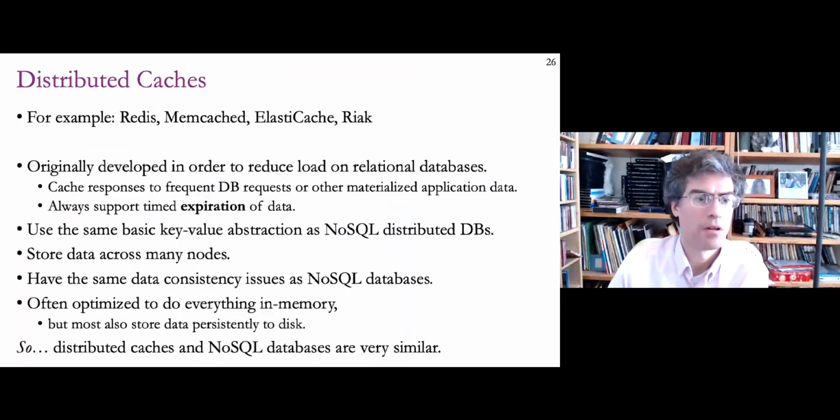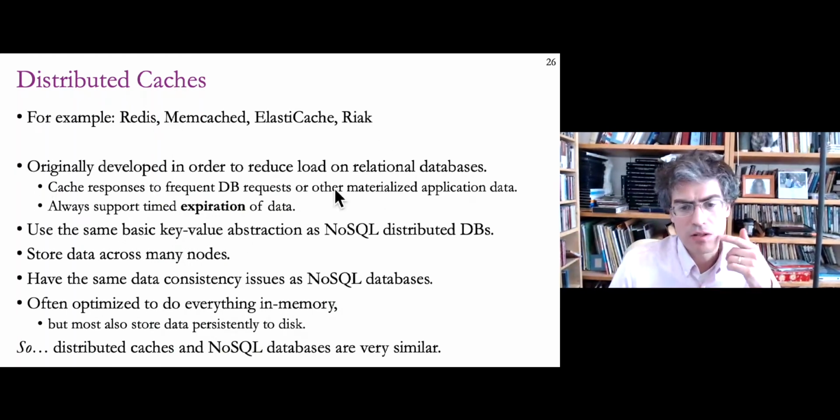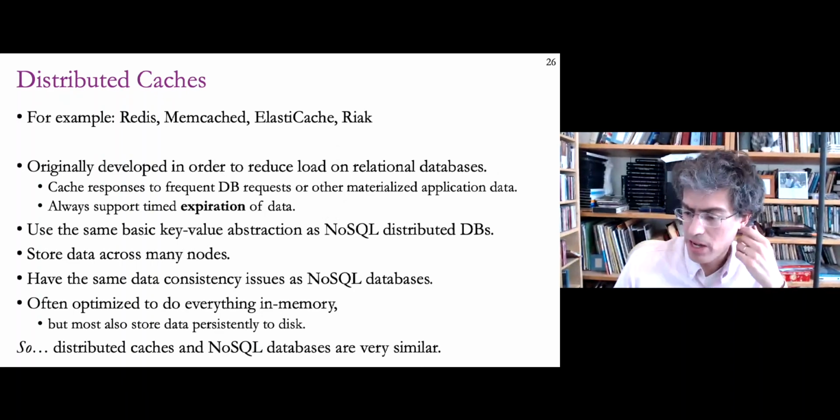All right. So we call these distributed caches. These include Redis, Memcached, ElasticSearch, and Riak, or Riak. I'm not sure how that's pronounced. They're called caches because they were originally developed to store data temporarily, and particularly to reduce load on relational databases. So they're kind of not transparent caches, but managed caches.